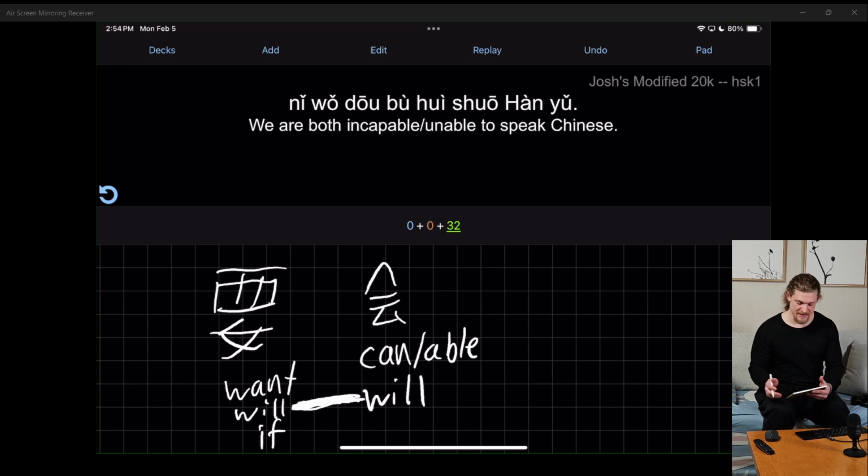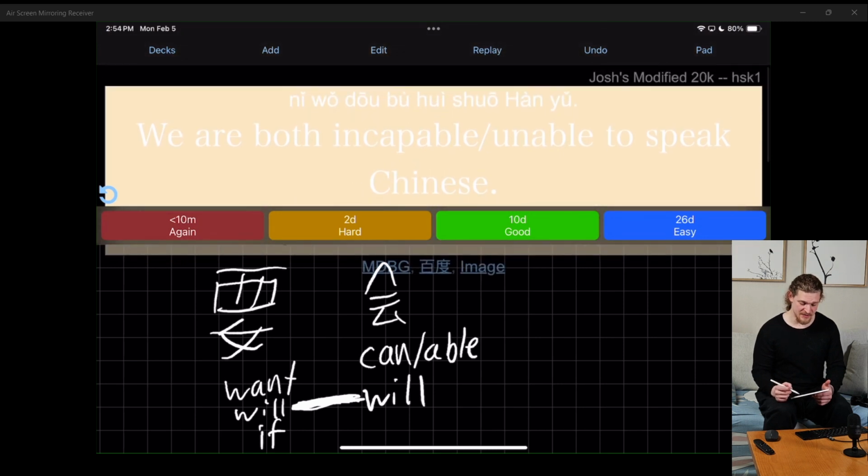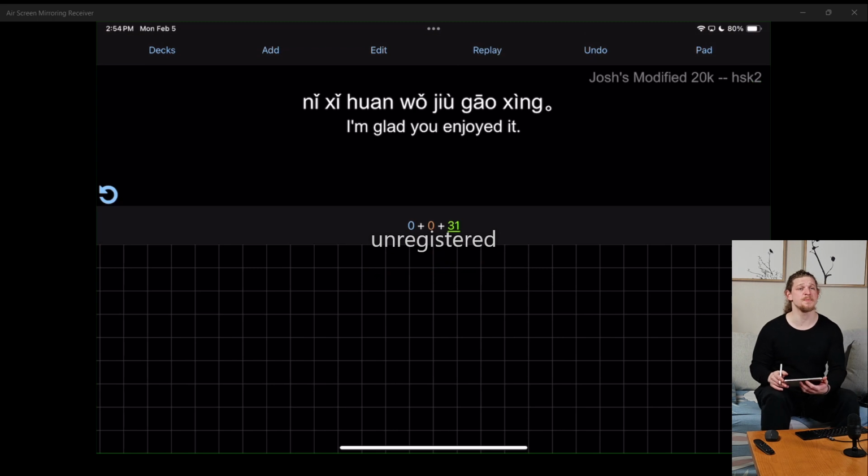So it's a very, very long-term process, really mastering the usage of all of these. 你我都不会说汉语。 So I've changed this to 你我都, so we are both. 你我都, we are both. 不会说汉语, incapable or unable to speak Chinese. And yeah, that's probably what the Chinese sentence is actually intended to mean.